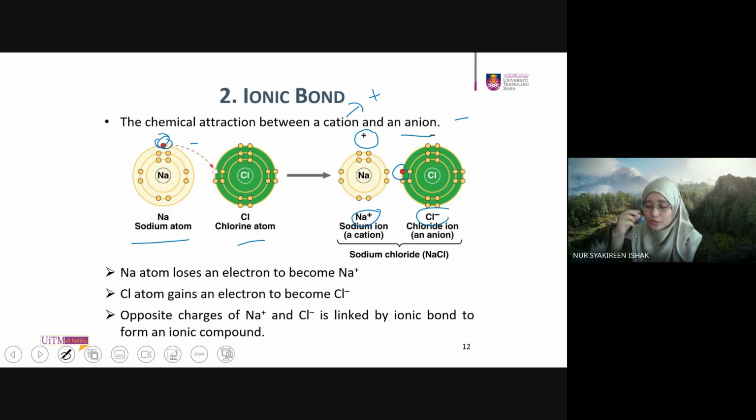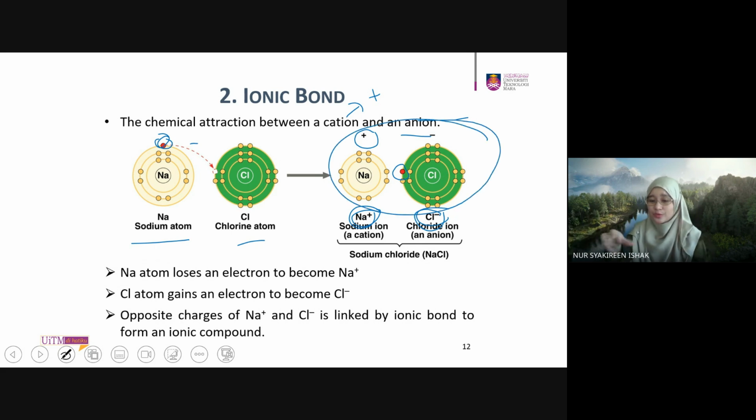Okay. Because the sodium ion is positively charged and the chloride ion is negatively charged, they will be attracted to one another to form an ionic bond. Positive and negative attracted to one another to form an ionic bond. So the sodium atom loses one electron to become Na plus. The chloride atom gains an electron to become Cl negative, the chloride ion. So the opposite charges of the sodium ion and the chloride ion are linked by an ionic bond to form an ionic compound. Okay, so this is an ionic compound.